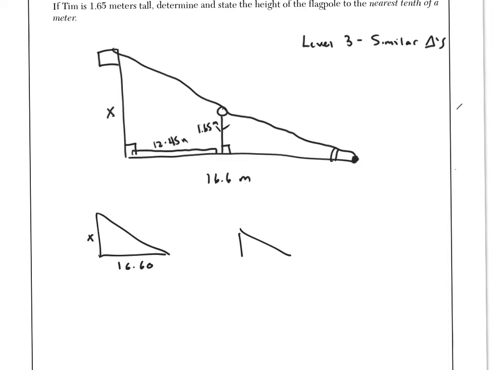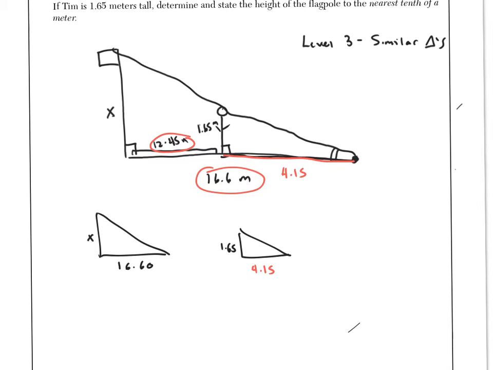Then you have your smaller triangle. And check this out. Timmy's 1.65, but what's this length right here? Well, that's not known. That's actually not known. What we have to do is subtract 12.45 from the total length, which is 16.6. And what you do is you get 4.15. And that's what goes here. And that's the trick to this question, all right? If you didn't do that, you'll probably get 2.2, which is incorrect.